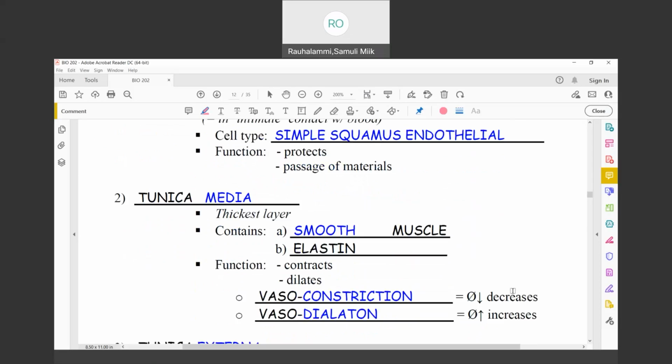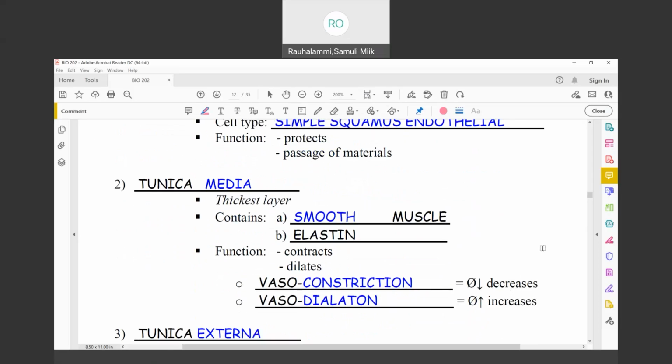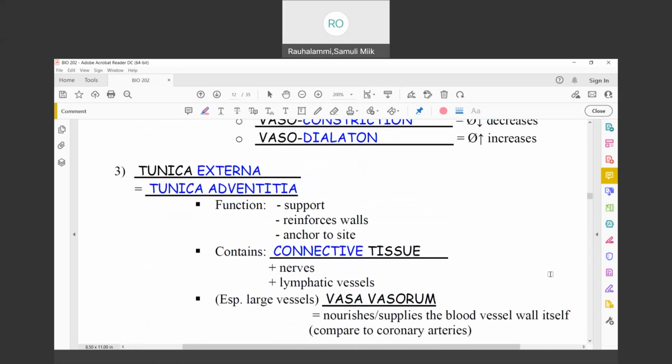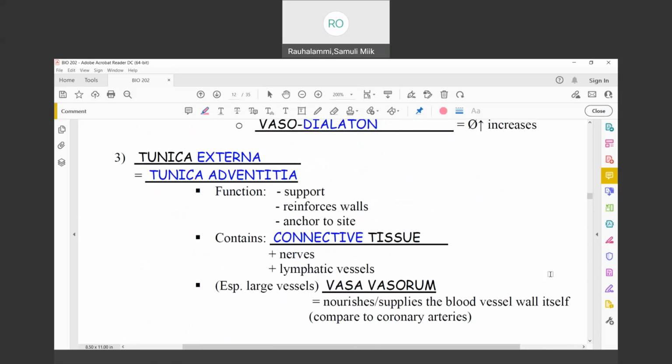The middle layer, known as the tunica media, was the thickest of the layers. We're going to see a lot of smooth muscle and some elastin there as well. The function of the tunica media was to control the diameter of the blood vessel, doing vasoconstriction and vasodilation. The outermost layer was the tunica externa, also known as the tunica adventitia. We find a lot of connective tissue in this area, also nerves, lymphatic vessels, and so on. Its function was to reinforce the walls and anchor the blood vessel to its site.